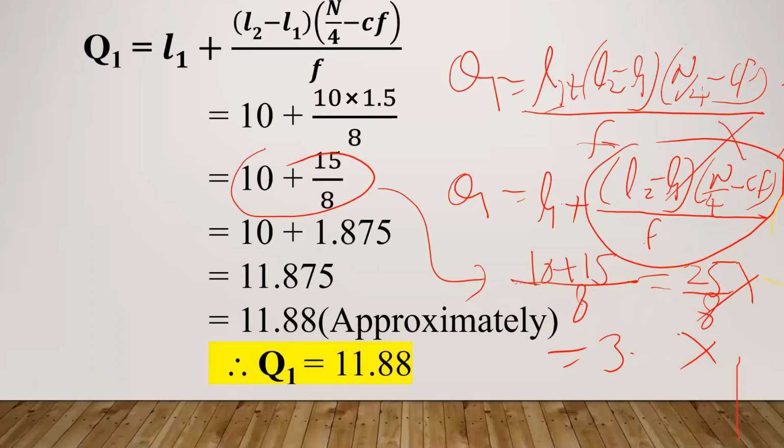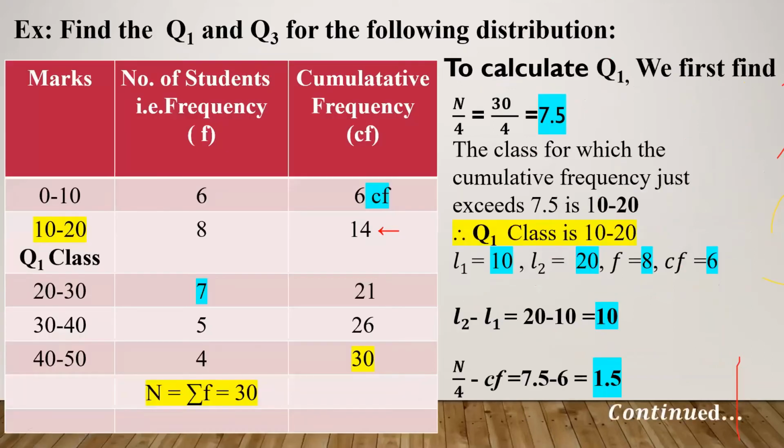So never make this type of mistake. This will give you all wrong answers. Now, how will you check? You yourself can check whether your answer is correct. How? Q1 value, how much did you get? 11.88. Look at what my Q1 class was. It is 10 to 20. So the value of Q1 should fall between 10 and 20. What value did we get? We got 11.88. Yes, it falls between 10 and 20. So my answer is correct.